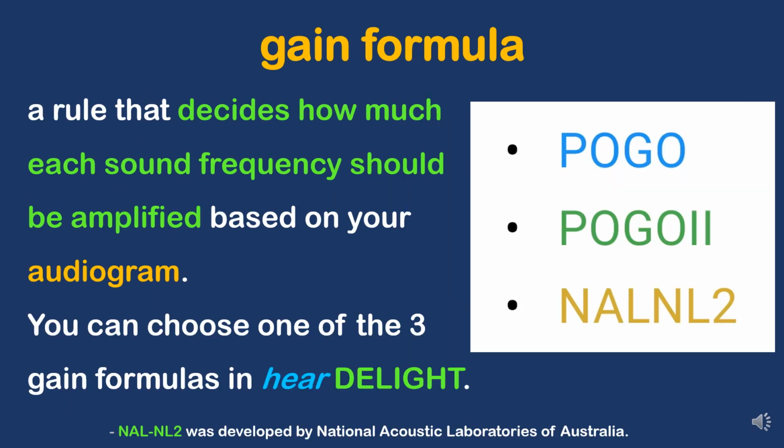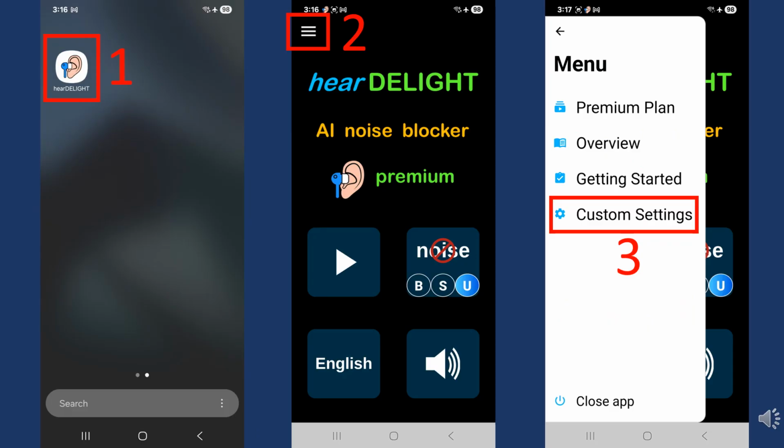Gain formula is a rule that decides how much each sound frequency should be amplified based on your audiogram. You can choose one of the three gain formulas in hearDELIGHT. To see the graph, we select Custom Settings as in Step 3.